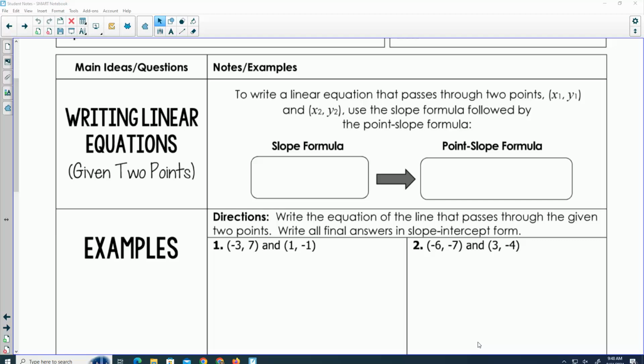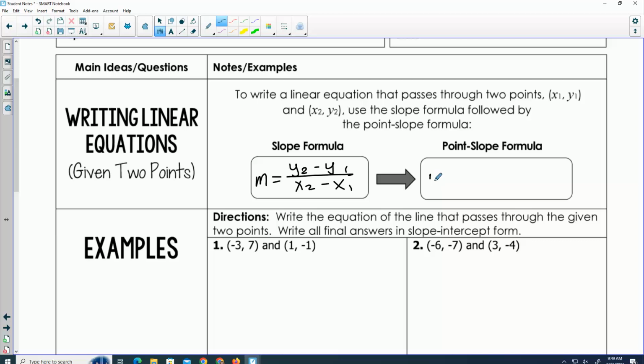We plugged our point in for the x1, y1, and I gave you the slope. Today the difference is I'm not going to give you the slope. I'm just going to give you 2 points. Now just as a refresher, we have found slope before. We know slope is y2 minus y1 over x2 minus x1. We've done that a lot. We had it on our quiz. We have to know that formula.